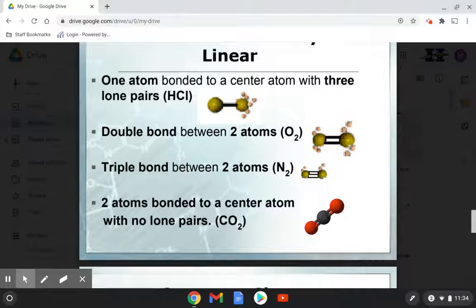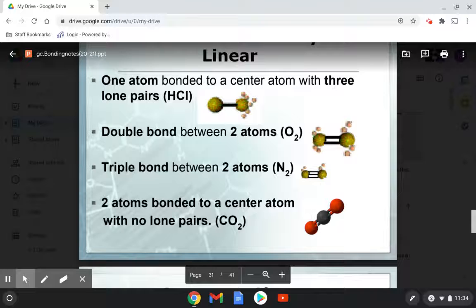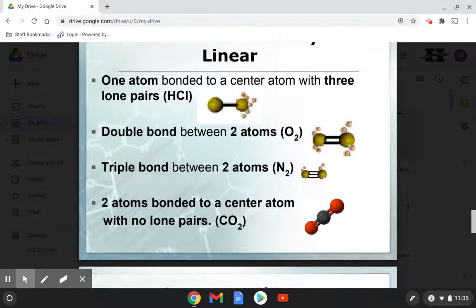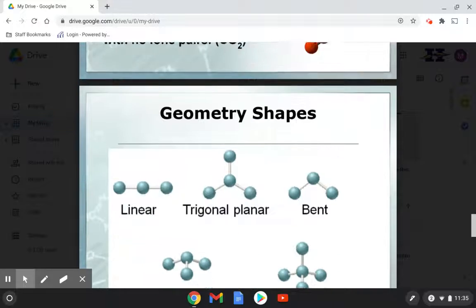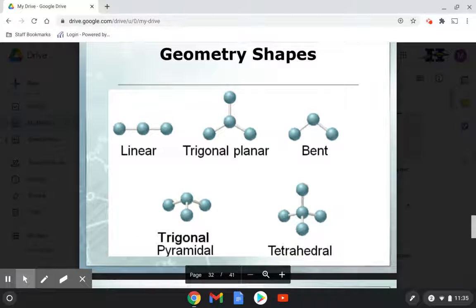2 atoms bonded to a center atom with no lone pairs. We see this with CO2, because the carbon does not have any lone pairs. Carbon dioxide, I don't know what I was thinking. Carbon is good with the double bonds between the 2 oxygen atoms. And again, everybody's fine because their octets are filled up. So here is a look at all the different shapes that we see for the different bonds.